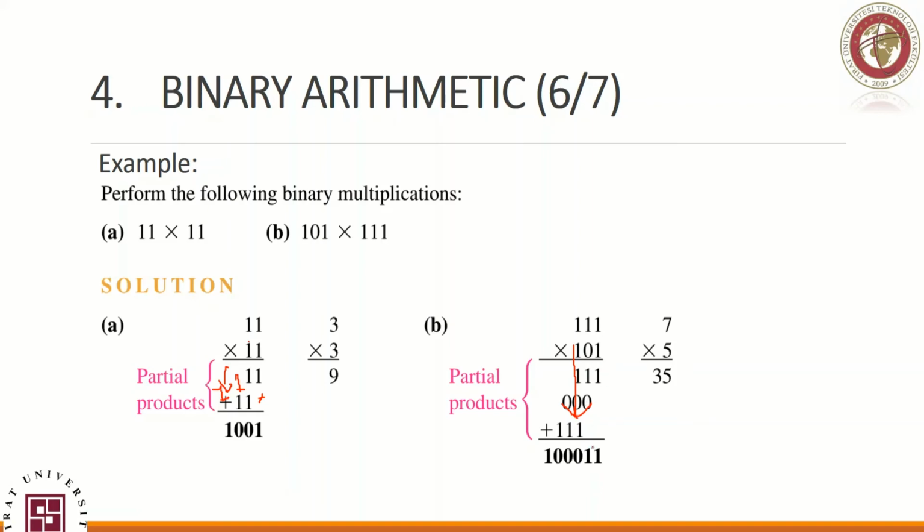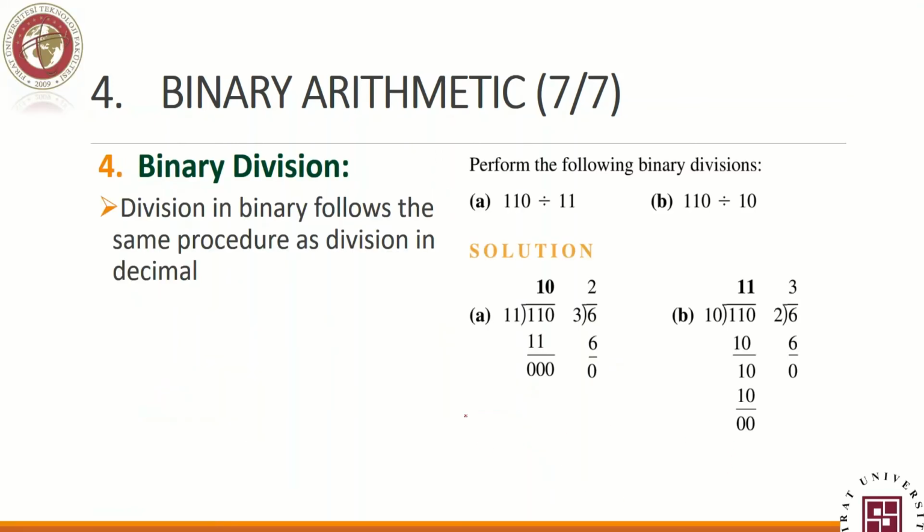1 plus 0 is 1. 1 plus 0 is 1. Plus 0 is 0 with 1 carried. So 1 plus 0 is 1. Plus 1 is 0 with 1 carried. 1 plus 1 is 0 with 1 carried. 1 plus nothing here would be just dropped down, and that's the answer. I hope it's clear. Let's move on.